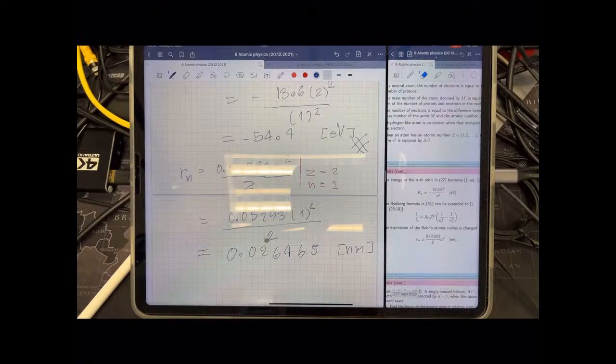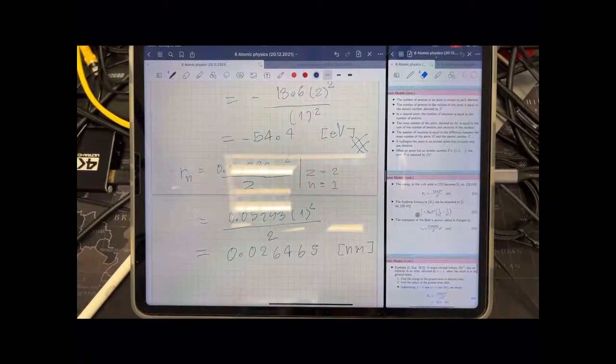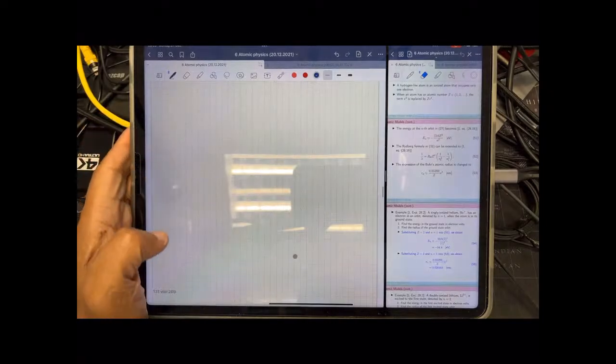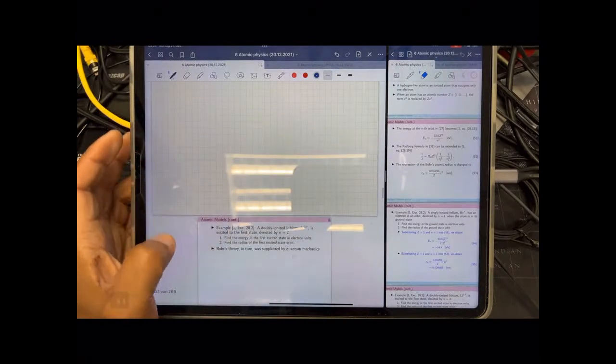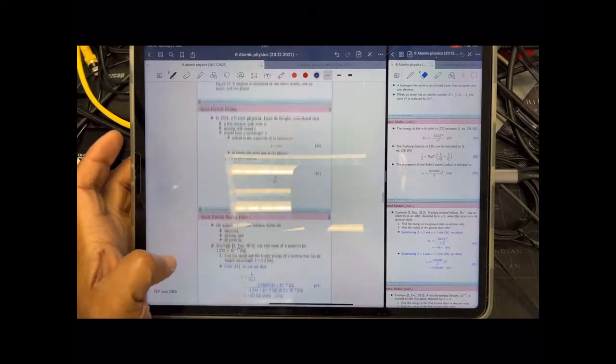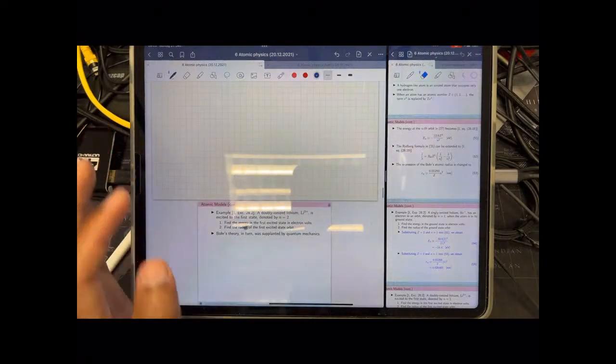And as I told you earlier, the atomic size is on the scale of angstrom, which is 10 to the negative 10. And that's the case for the radius, right? So let's talk about lithium here. Oh, I didn't write down the solution to this one, right?